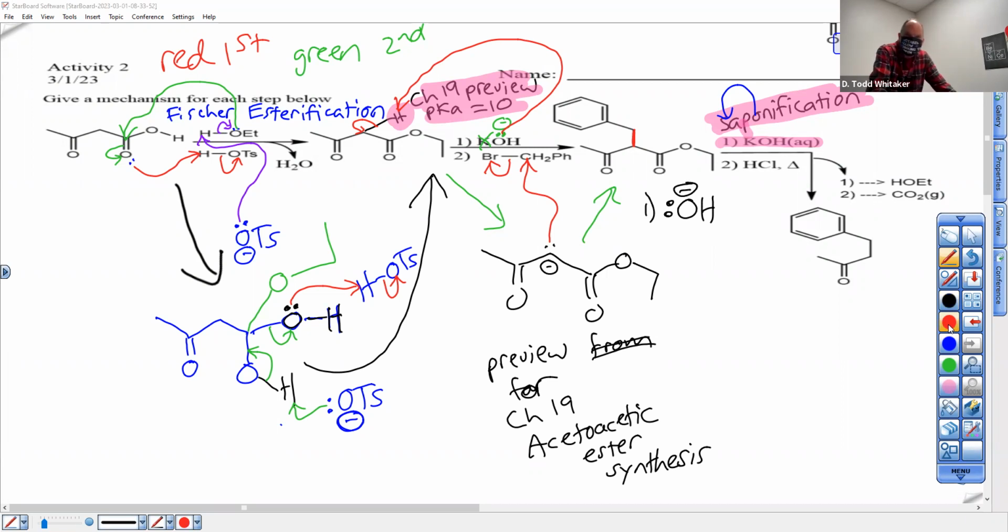Any takers on what you think OH minus is going to do if it's not going to be a base? Nucleophile, nice job. What do you think we should attack? Based on the structure of the product here, what goes away? The side chain that starts with a carbonyl. What do you want to attack? The carbonyl.